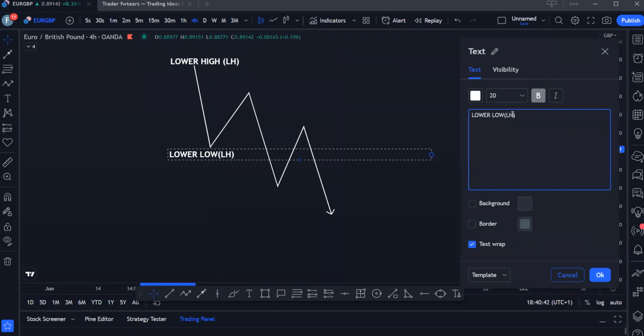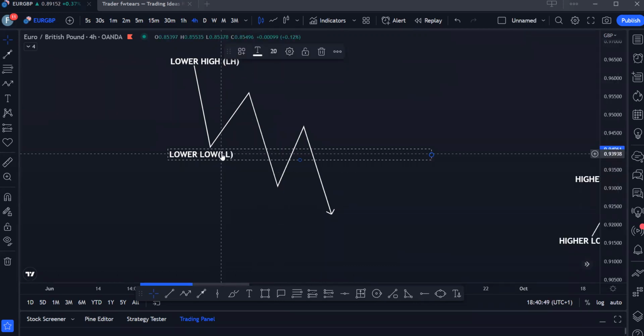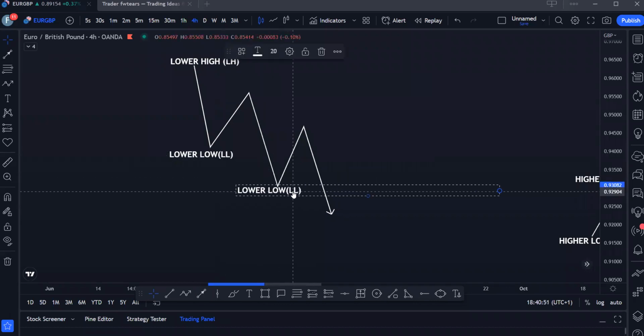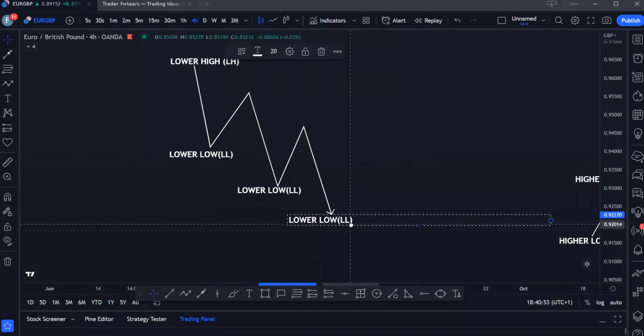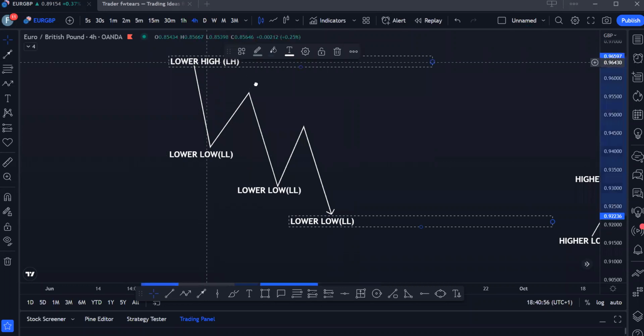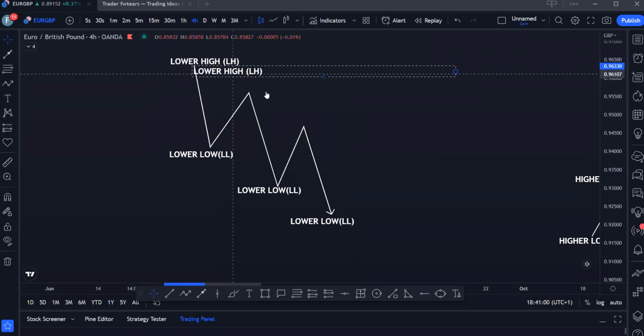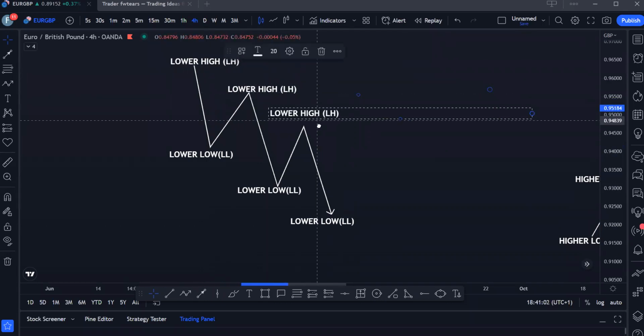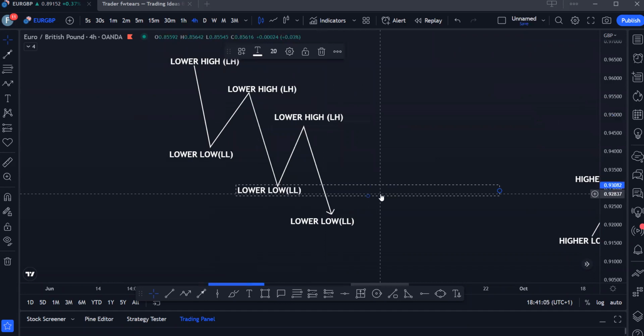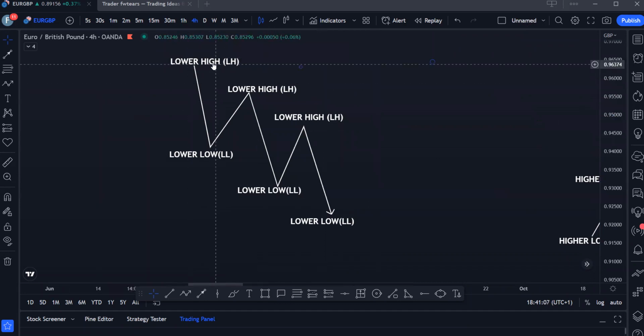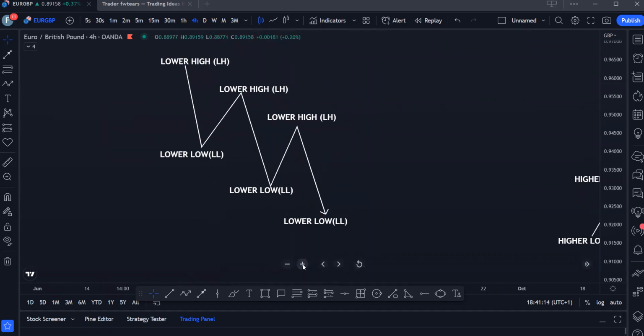Please write these things down and jot it down in your notes so that you don't forget. Lower low, LL, and then another lower low like so. Lower low, lower high, lower high, lower high. Okay, so price moves from lower highs to lower low, lower highs to lower low. That is the makeup of a downtrend.